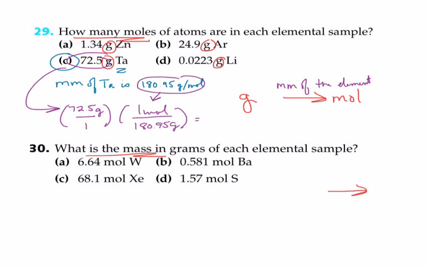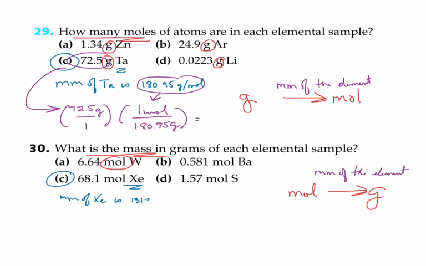The next one is for 30, it's what we call a moles to grams problem. And we're going to use, again, a periodic table and the molar mass for these elements. I went ahead and knocked it out for xenon.